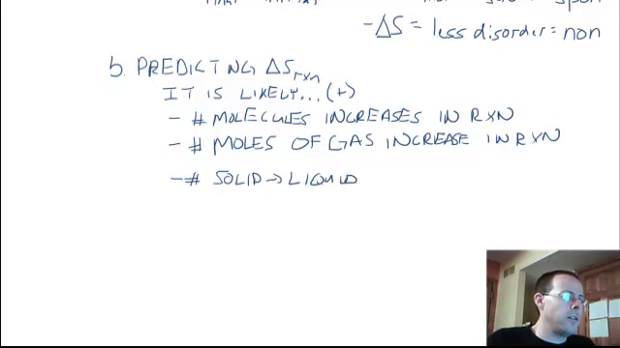If we think of a solid, it's fairly orderly. All of our molecules, or all of our atoms, are trapped in place. And if it melts, and we have a liquid, now those molecules are more free to move around, so more disorder has happened.